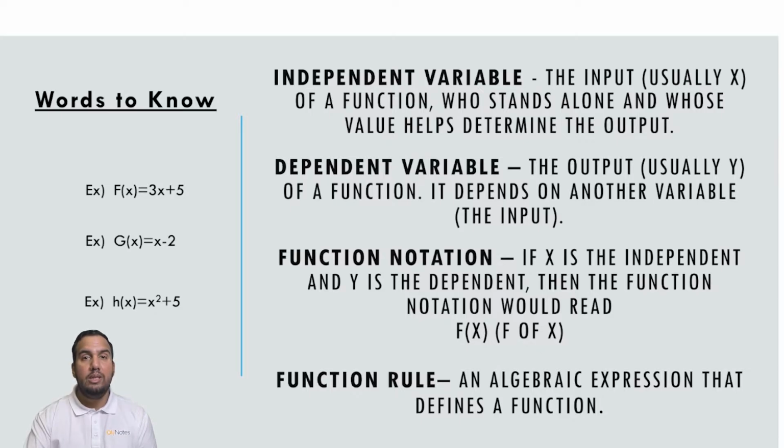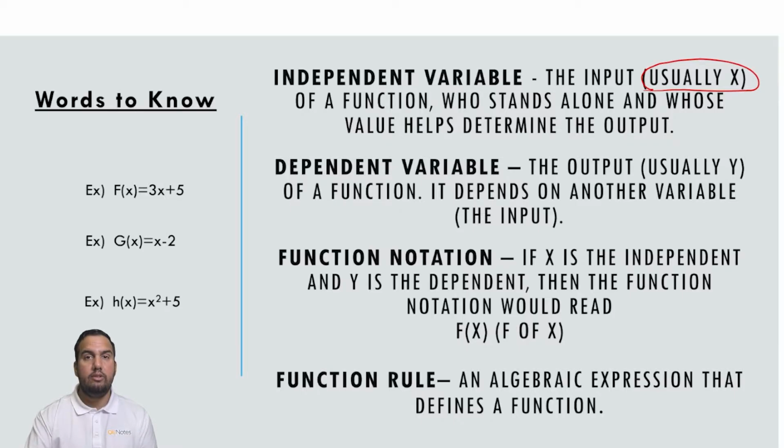Independent variable is always going to be your input. Remember, last section when we worked on domain and range, what was the input? It was domain. So independent is going to be the same exact thing as domain. It's usually going to be the X variable, which is your input. So when you see independent variable, always remember that it's going to be the input, but it's usually going to be the X, depending on the problem.